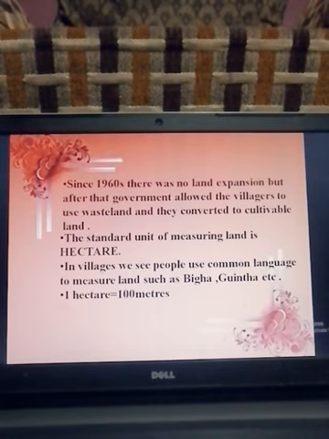Now, the SI unit of land. To measure land, we need an SI unit. The standard unit for measuring land is the hectare. But in many rural villages, they don't use hectare. Instead, they use common names like biga or gunta. As you know, 1 hectare is nothing but 100 meters. So, you can imagine if 2 bigas is there, it is 200 meters. If it is 3-4 bigas, then you can multiply it.